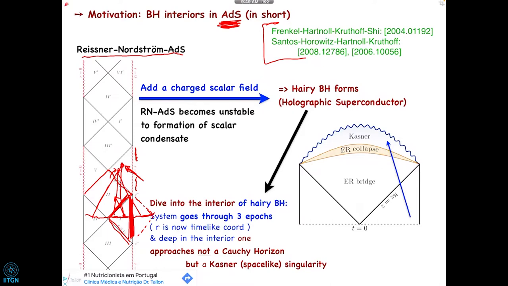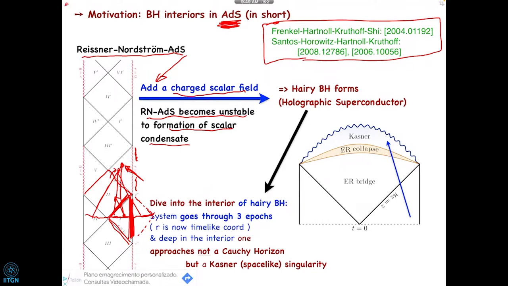But then what these authors have done is they have done the following. Let's add a charged scalar field to the system. If I add a charged scalar field to the system, I can study the linearized Einstein equations to find that Reissner-Nordström becomes unstable, and it becomes unstable to the formation of a scalar condensate. Now, this is an analysis done at the linear level. So I'm just solving the linearized Einstein equations.